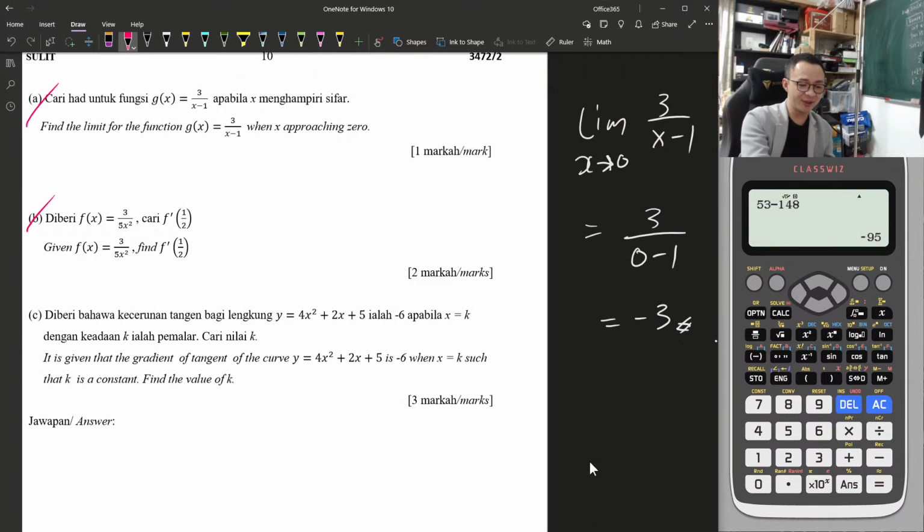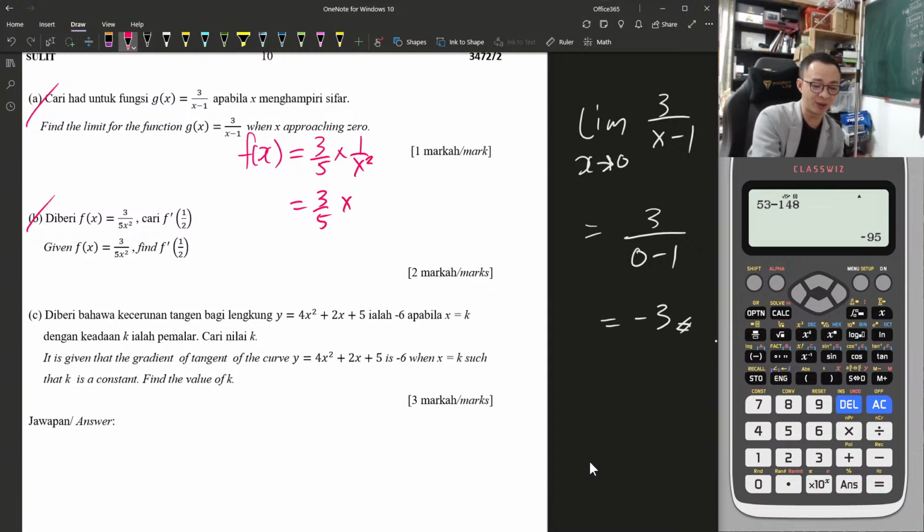The second one. Since f(x) is this one, f prime x means differentiate one more time, isn't it? Before you start to differentiate, I recommend you split the fraction into left and right. So 3 over 5 multiplied by 1 over x squared, which is 3 over 5 multiplied by x to the power of negative 2. Then only you start to differentiate it.